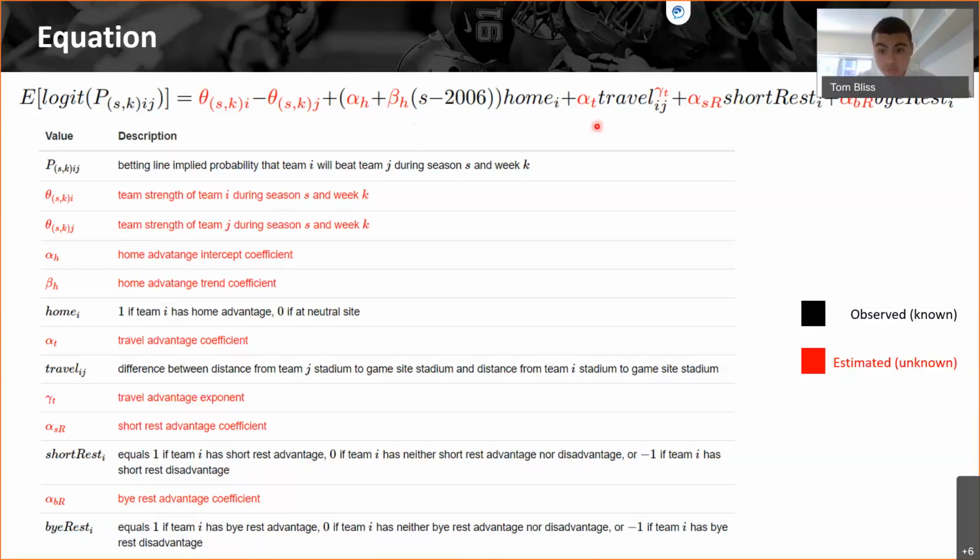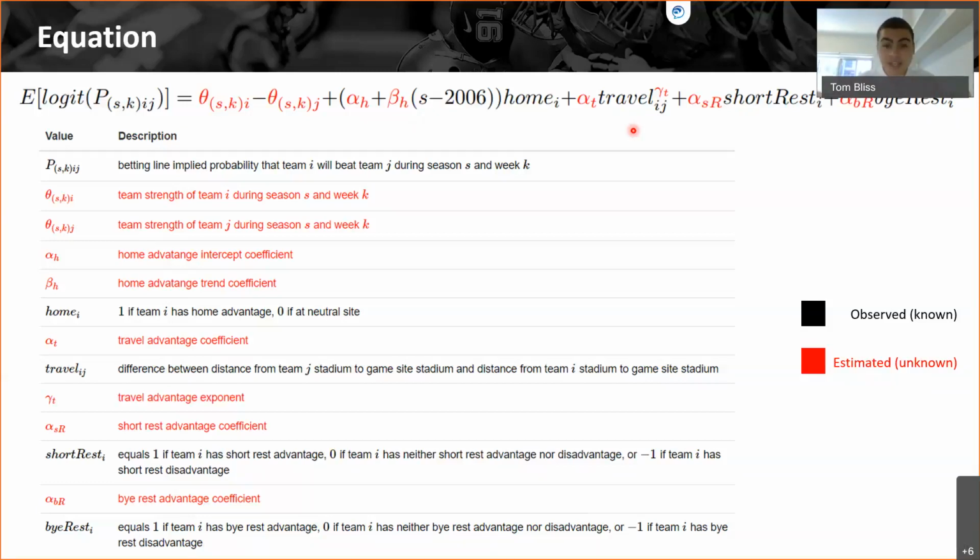The next is travel. And again, this alpha term is really what we're interested in, alpha T. That is multiplied by, as I described in the previous slide, the observed travel distance. The travel distance will be the distance from the visiting team, from Team J to the game site, minus Team I to the game site. So let's say if Team I is playing at home, like actual home, that'll be 0. So it'll be just the miles Team J is traveling.